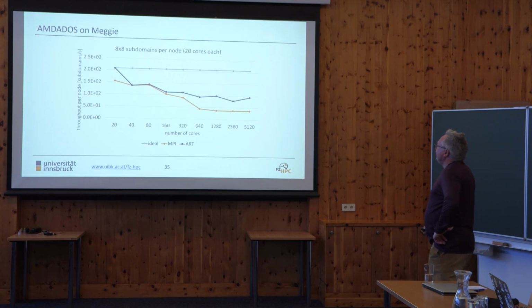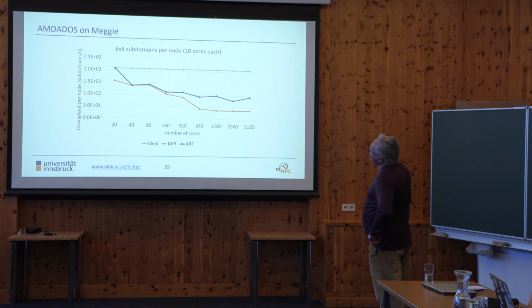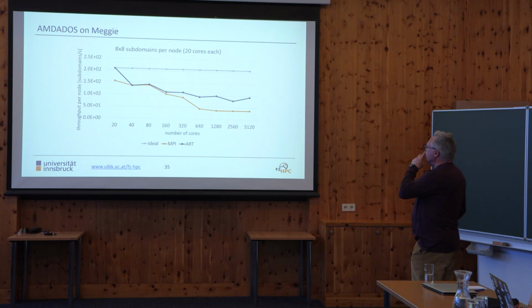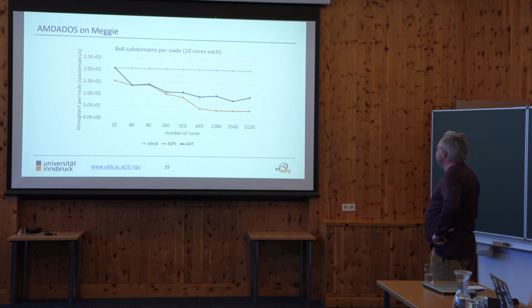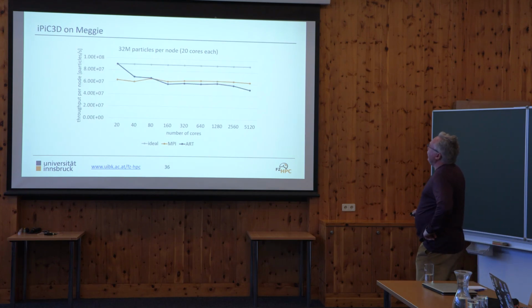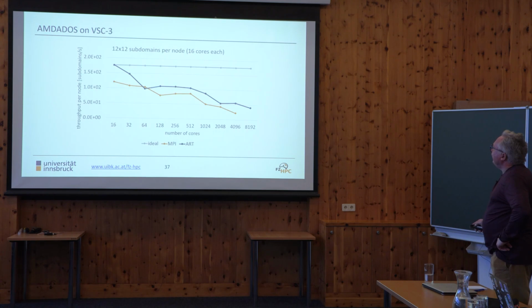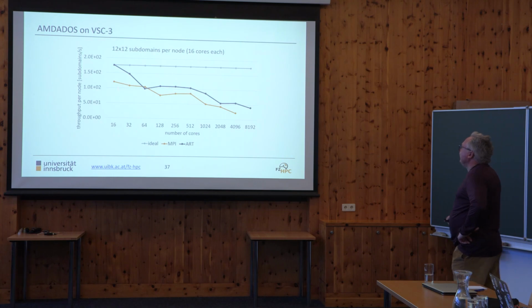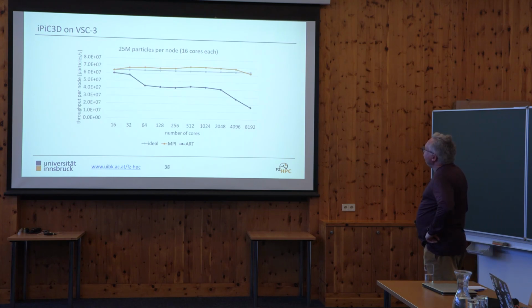And now we show the throughput here again, the number of subdomains per second simulated. And you see the orange line is MPI, the blue line is the AllScale. The ideal performance would be flat, which none of them achieved, but at least here for Maggie, AllScale was doing a better job than the MPI version. Then the IPIC, the space weather prediction code, again, we were pretty close to MPI, but not quite as good. And on the Vienna supercomputer, again, we were doing a bit better than the MPI version.